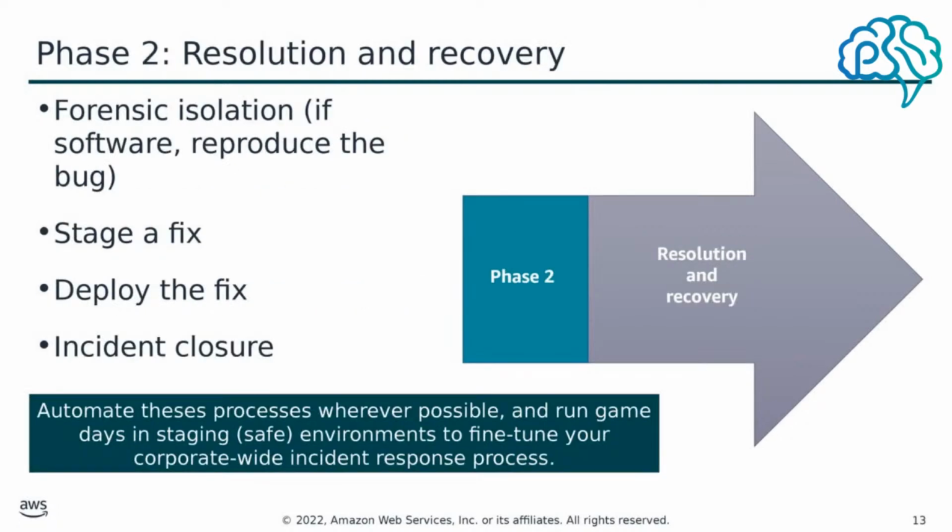Now, in phase two, what we want to think about is when an enterprise does know that there's a component of failure, or there's a reduction in quality of service, or there's an exploit, for example, on servers, they would then move into the resolution and recovery phase. And this would be forensic isolation. So you want to isolate that incident and then do a deep dive to figure out what the root cause is. You'd also want to stage a fix. So reproduce the issue, apply a fix, and test.